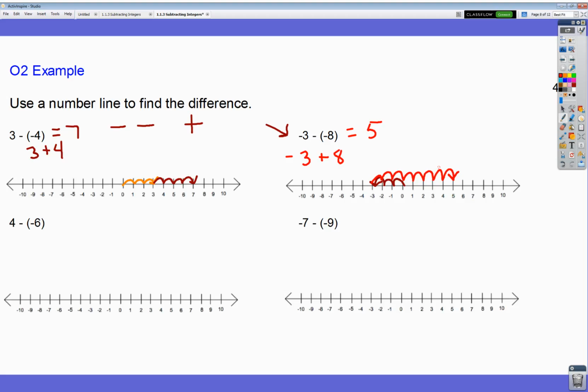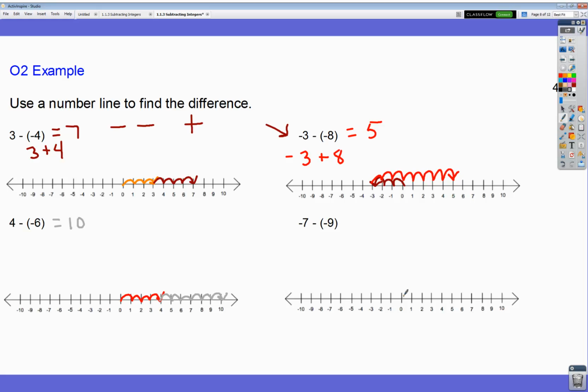Okay, next example, we have 4 minus a negative 6. We're going to start by going 4 to the right. And then when we subtract a negative, we also go right. So we're going to go 1, 2, 3, 4, 5, 6. 4 minus negative 6 is positive 10.